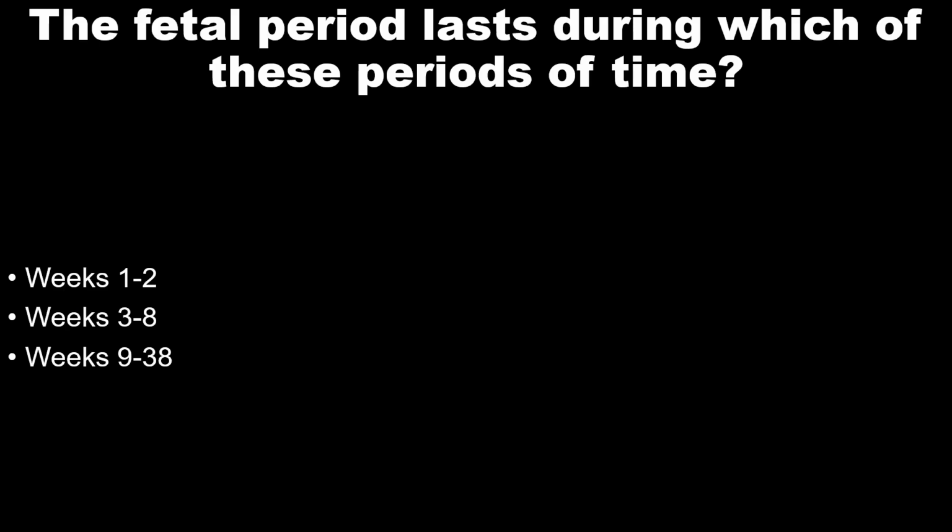Now, some test yourself questions. The fetal period lasts during which of these periods of time? Is it weeks 1 through 2, 3 through 8, 9 through 38? Which weeks consist of the fetal period? It's weeks 9 through 38. That's when the conceptus is referred to as a fetus.